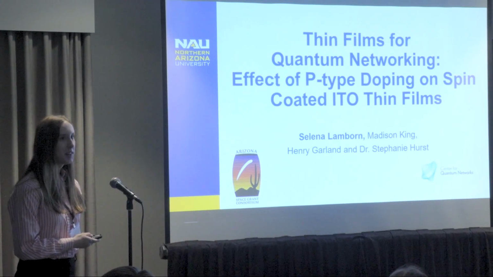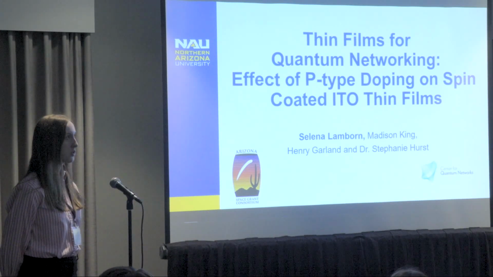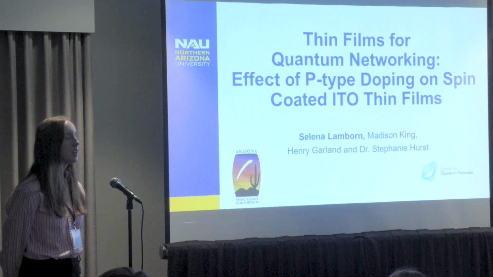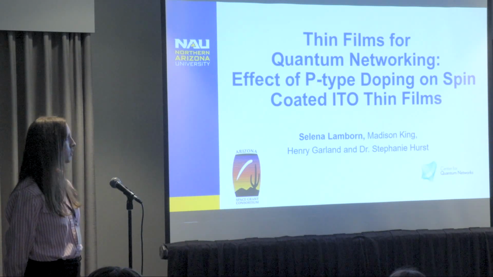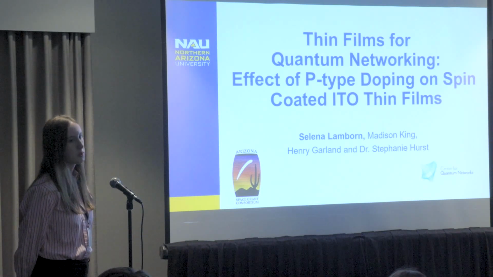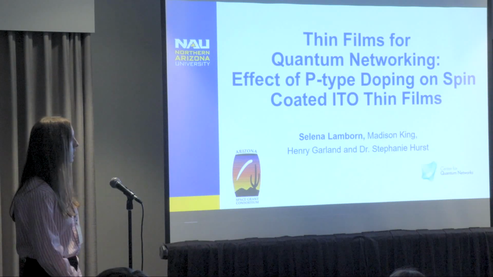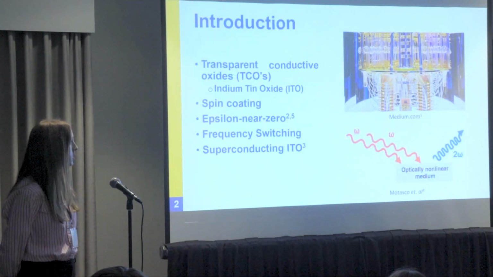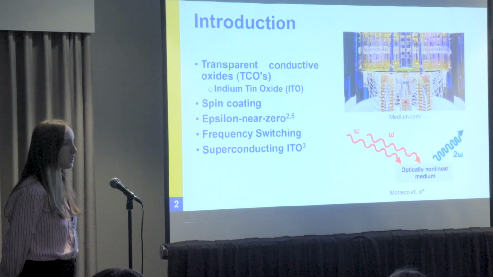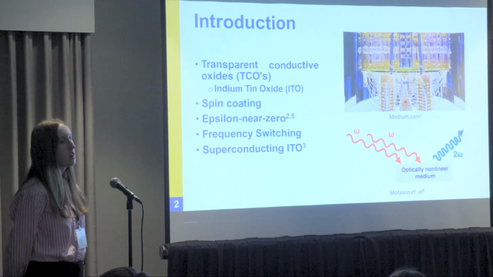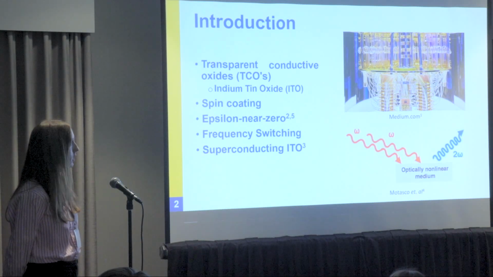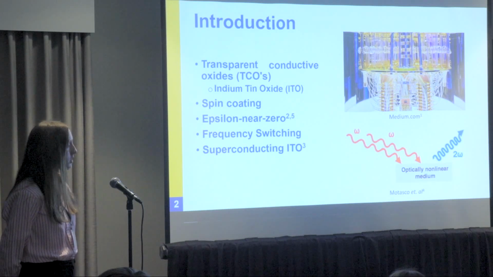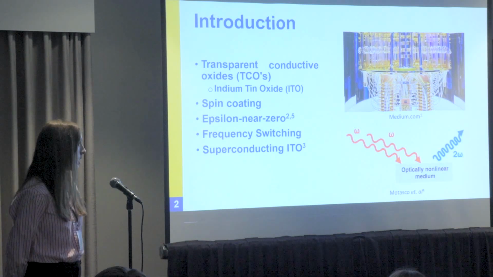Hey, good afternoon, everybody. My name's Selena Lamborn, and I'm a senior chemistry undergraduate at Northern Arizona University. The research I did this year for the NASA Space Grant is investigating the effect of doping on our spin-coated ITO films for potential use in quantum networking applications. For some introduction, transparent conductive oxides are a specific class of semiconductor materials known for their ability to absorb very little light in the infrared and visible regions of the electromagnetic spectrum. Indium tin oxide, or ITO, is our focus of this study, and it is a member of this class.